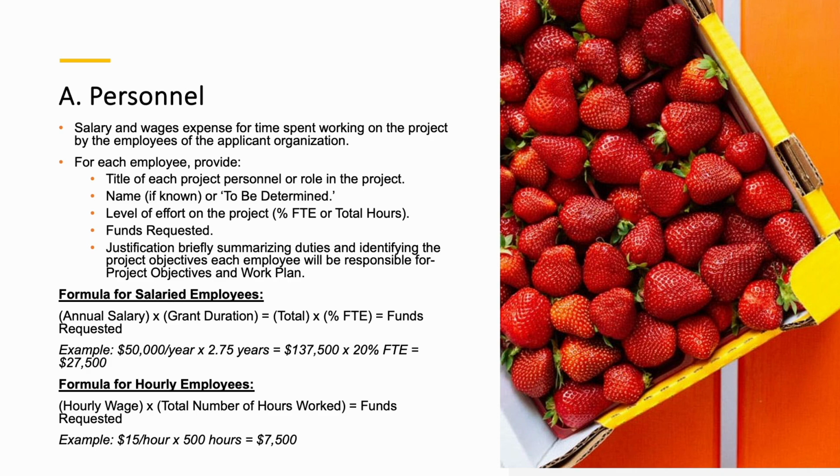To calculate the funds requested for a salaried employee, multiply their annual salary by the grant duration, which is 2.75 years, then by their percent full-time equivalent. If they will only be working some of the grant duration or the grant activities will occur over a shorter duration, adjust the duration multiplier. To calculate the funds requested for an hourly employee, multiply their hourly wage by the number of hours to be worked over the entire grant duration.